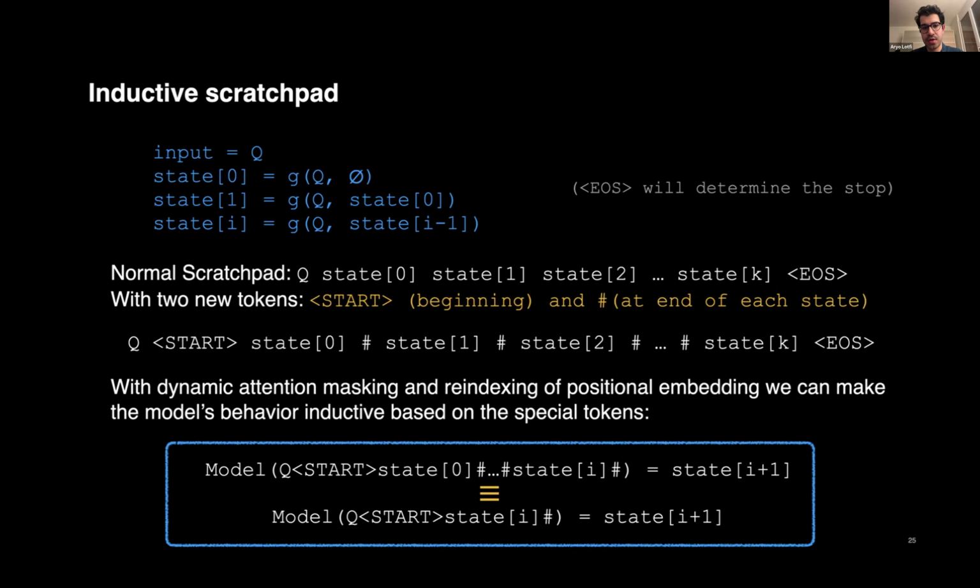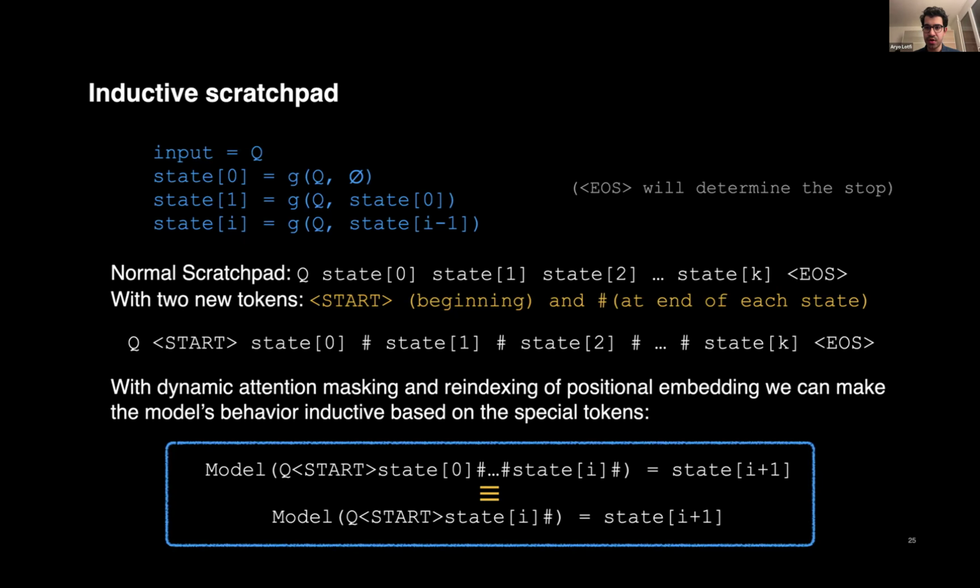So you can see the new scratchpad format in the middle of the slide. I think you cannot see my pointer, but you can see it there. And basically, based on these 2 special tokens, we can mask the attentions and also reindex the positions of the tokens, such that we get the inductive behavior or Markovian behavior.